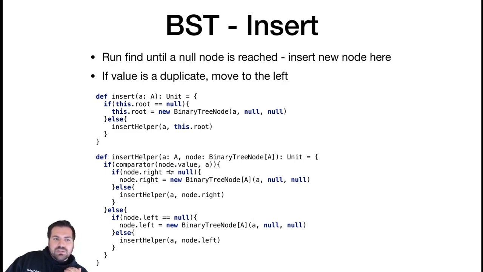Or, this is where if you had a set or anything where you don't want duplicates, you would make another comparison. You would say else if comparator of A and node.value, then go to the left, else don't do anything, don't allow the duplicate. That's where you would modify this code if you don't want to allow duplicates.